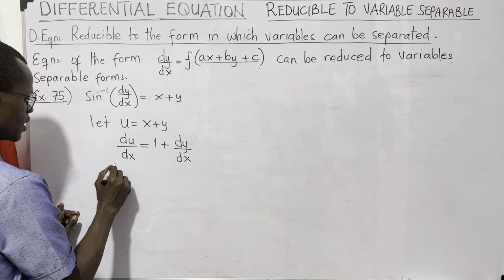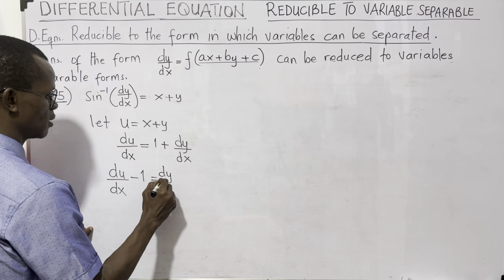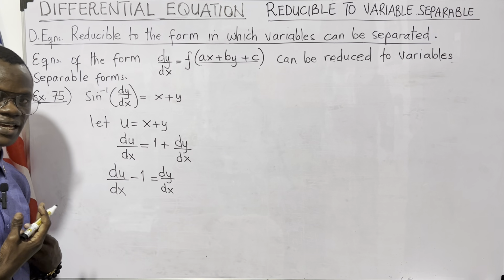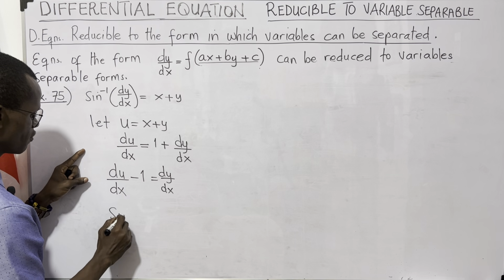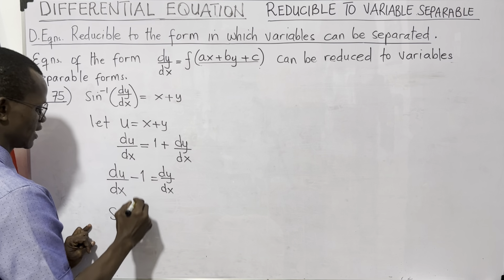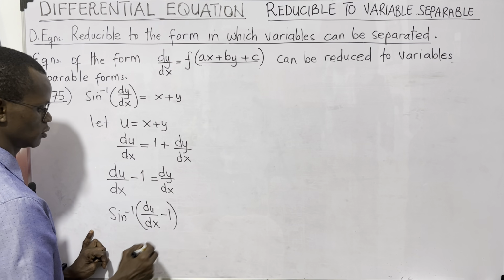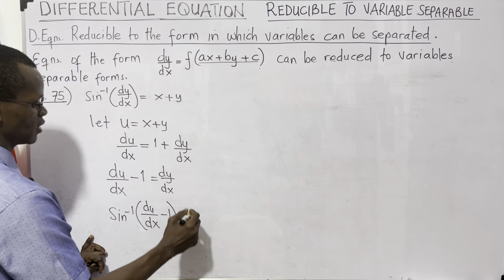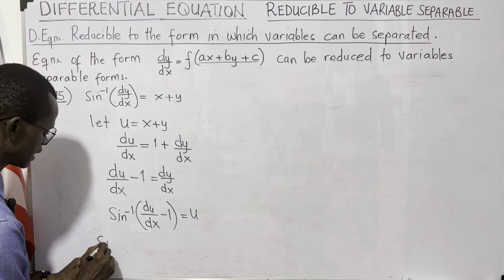So we send this one across, and we have du over dx minus 1 equals dy by dx. The next step is to replace dy by dx within the original equation. So we have sine inverse of du over dx minus 1 equals x plus y, which is now just u. To get rid of this inverse, we can take sine on both sides of the equation.